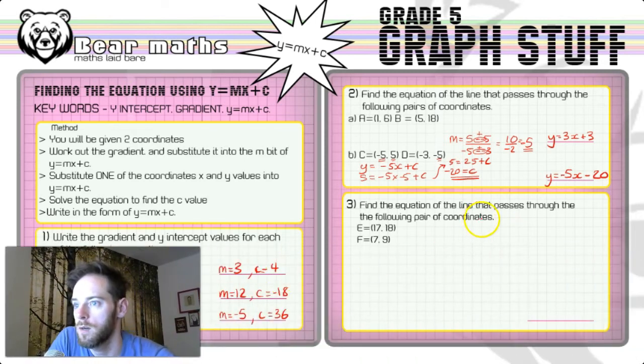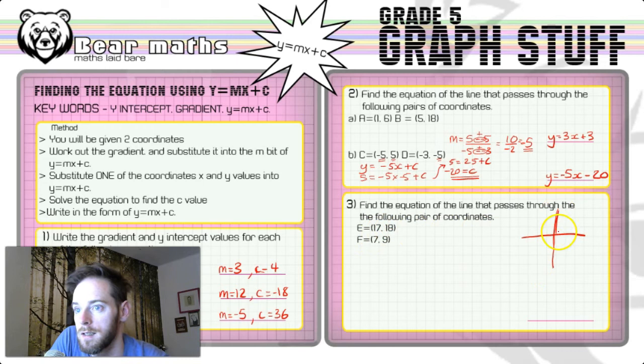Find the equation of a line that passes through the following pair of coordinates. Doesn't seem like there's anything too different about this one to begin with. Let's have a little look and see what happens. So E is this, F is this. Let's start off by doing the same thing. So M is equal to, or we could do a little sketch again. Let's do the sketch over here, see if we can keep it in the question this time. That's a horrible sketch again.